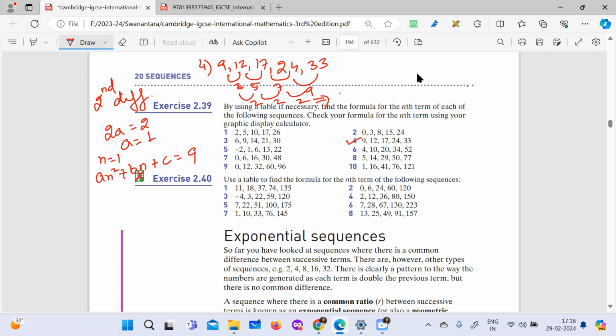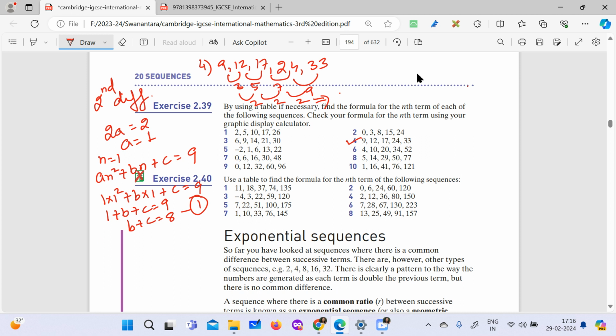So a we will substitute with 1, and this is 1 square plus b times 1 plus c is equal to 9. And then we have 1 plus b plus c is equal to 9, and then you get b plus c is equal to 9 minus 1, that is 8. Let us mark this as equation 1.